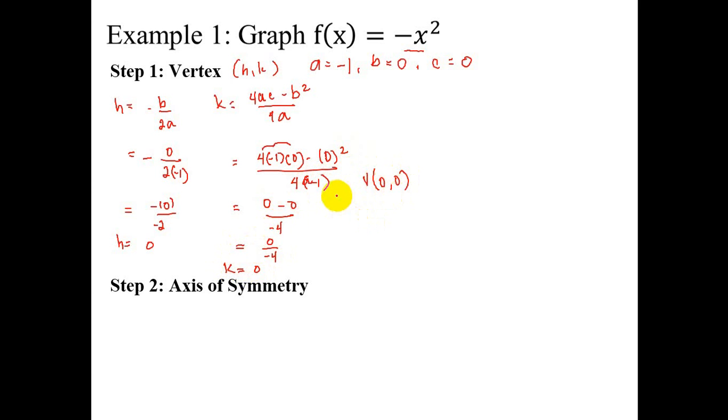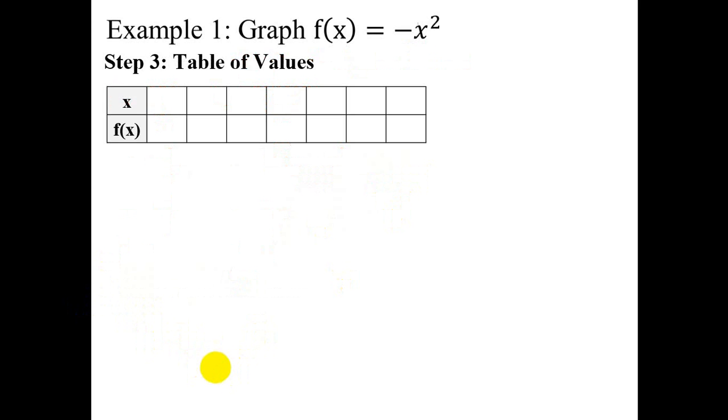Next, we're done with the vertex. Let us now find the axis of symmetry. You have to take note that H is equal to X. Therefore, the axis of symmetry is also 0. We already have the vertex and the axis of symmetry. Next, we can now construct our table of values.